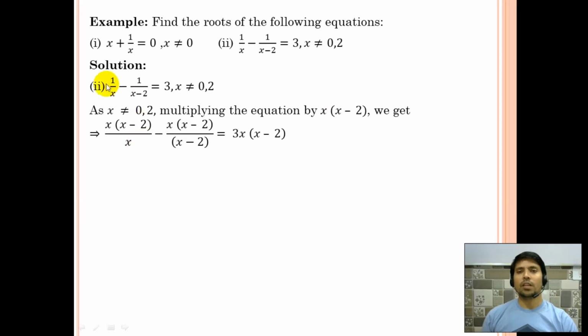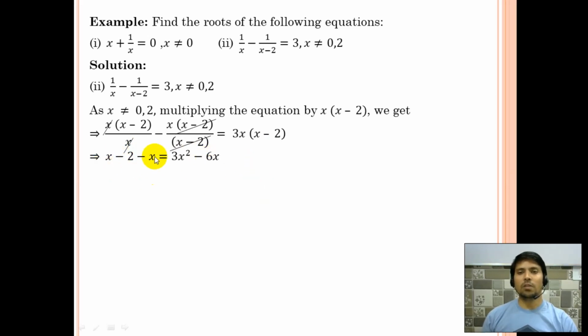So what happens, we multiply both sides by x into x minus 2. On multiplying, this x and this x cancel out, this x minus 2 and this x minus 2 cancel out. What is left behind we will write here: this is x minus 2 and minus of x on the left side, and on the right side 3x into x, 3x square minus 6x.